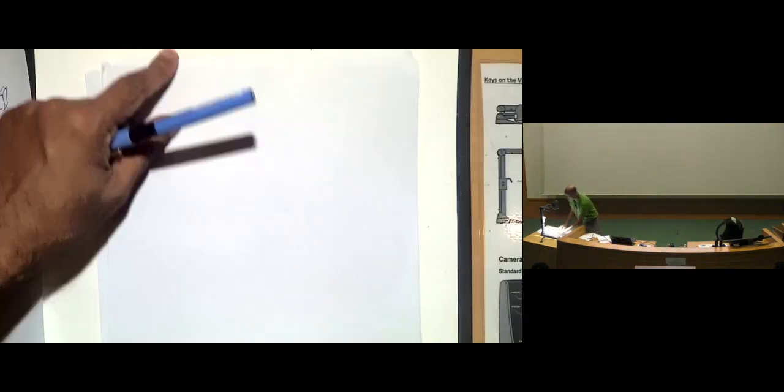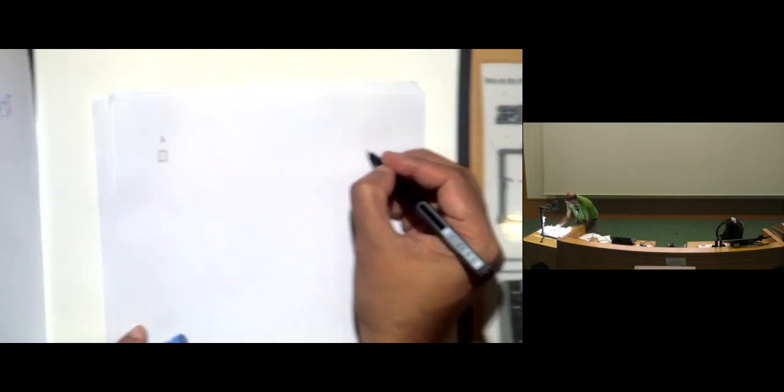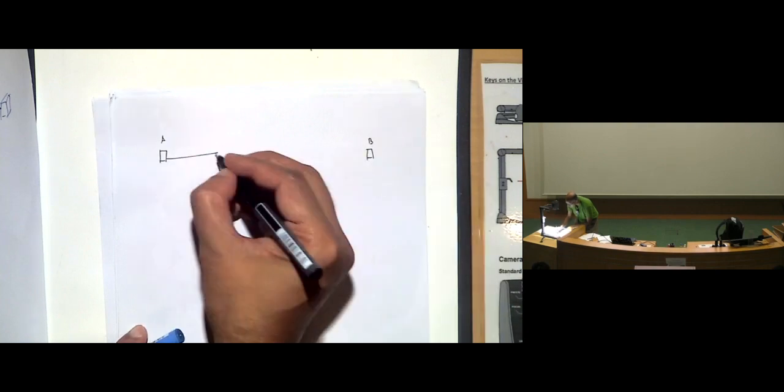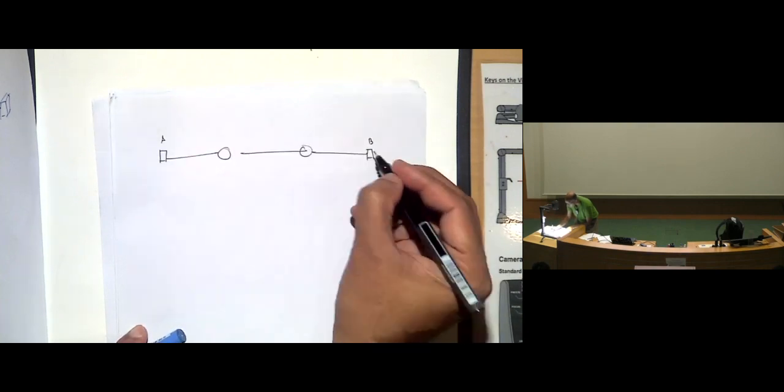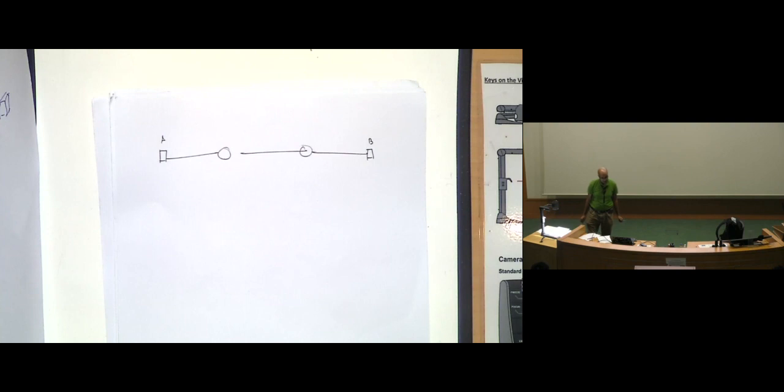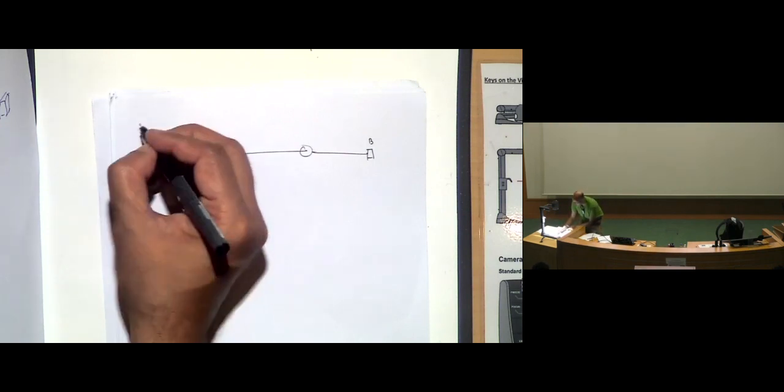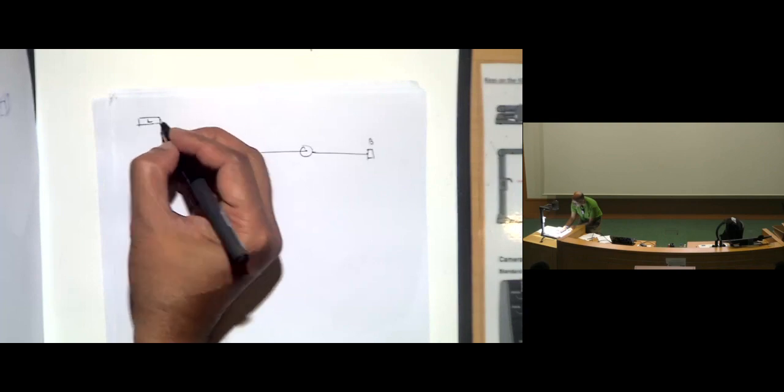Okay, so this is sort of what we have. We have A on the side, and let's say we have B on the side, and we have 2 routers in between. Right? And we are sending packets of length L.